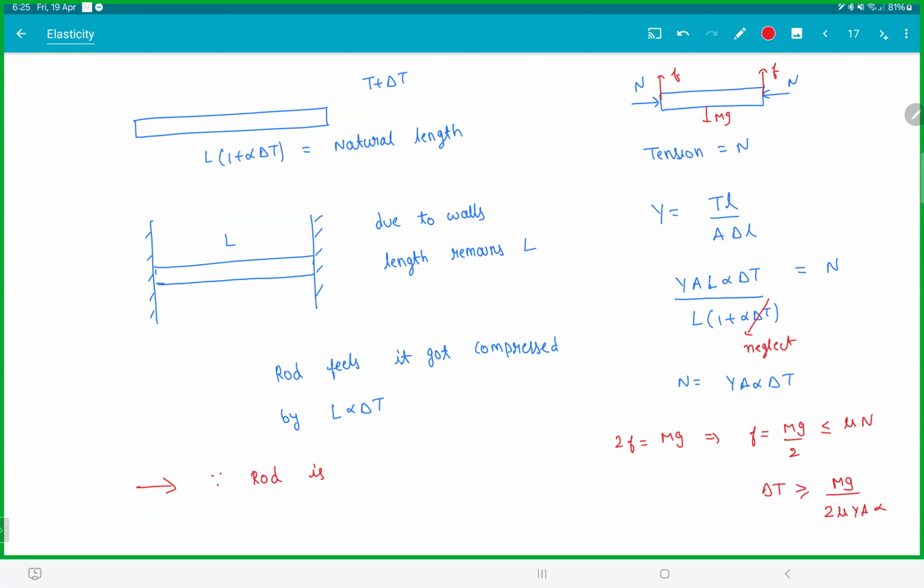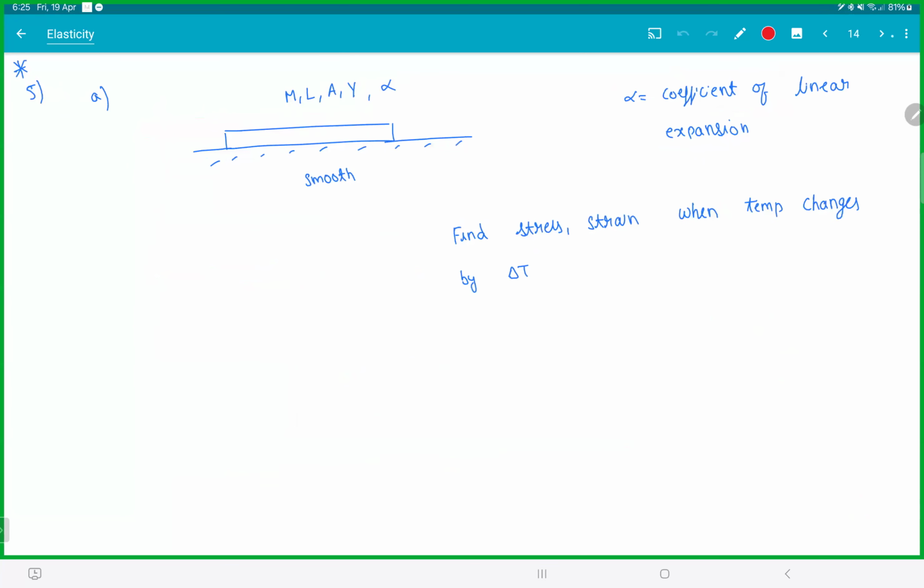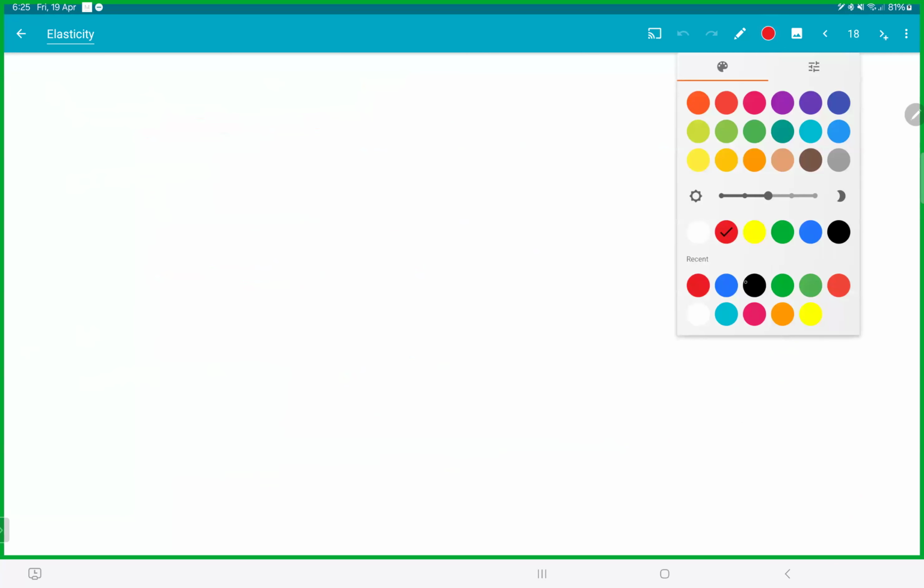We couldn't do this in thermal expansion, so we are doing it in this chapter. Since the rod is under stress due to temperature, we call it thermal stress. Clear? Next one. Next one is a good one. This should be a good advanced question.